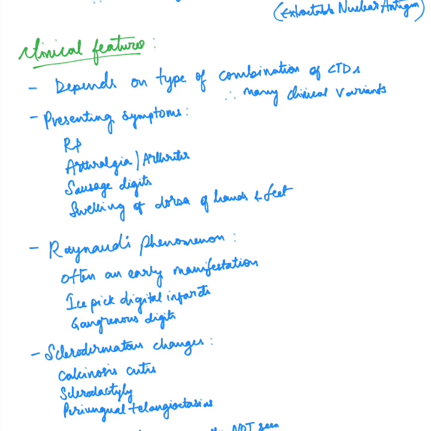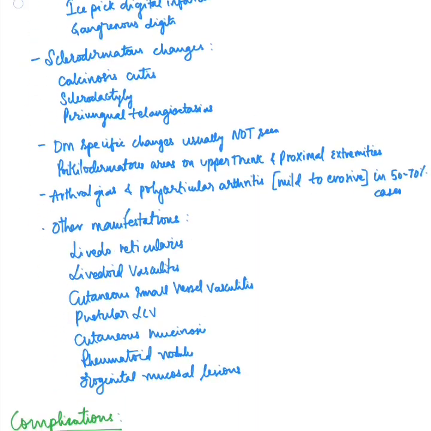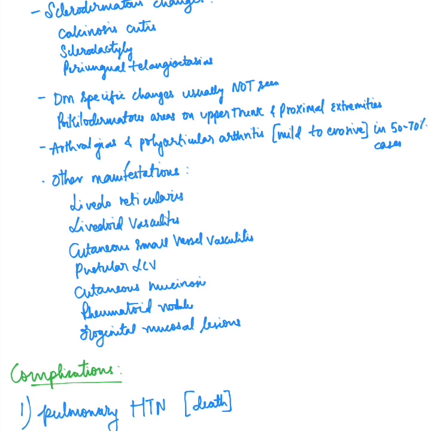Sclerodermatous changes include calcinosis cutis, sclerodactyly, and periungual telangiectasias. Dermatomyositis-specific changes such as heliotrope rash or even Gottron papules are usually not seen. Poikilodermatous rash-like areas can be seen on the upper trunk and proximal extremities. Arthralgias and polyarticular arthritis, which can be mild to erosive, are seen in about 50 to 70% of cases. And other manifestations include livedo reticularis, livedoid vasculitis, cutaneous small vessel vasculitis, pustular leukocytoclastic vasculitis, cutaneous mucinosis, rheumatoid nodules, and urogenital mucosal lesions.